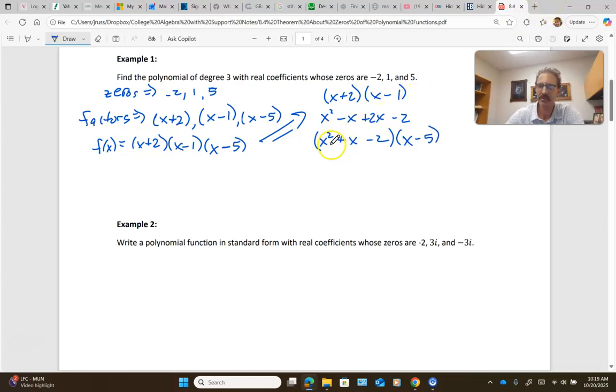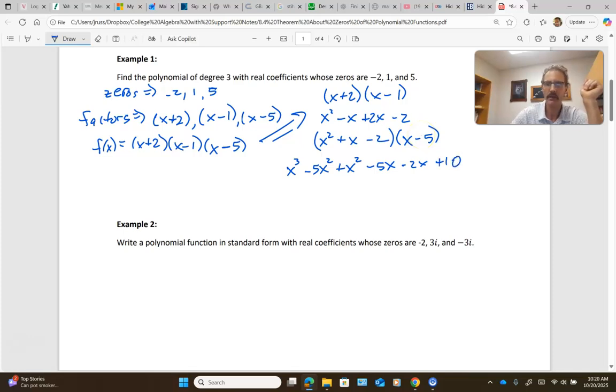And so you're going to do this. We've seen this before, guys. You're just going to say x squared times x will be x cubed. X squared times negative 5 will be negative 5x squared. Then you're going to distribute this x right here. X times x will be x squared. X times negative 5 will be negative 5x. And then finally distribute your negative 2. Negative 2 times x is negative 2x. And negative 2 times negative 5 is positive 10.